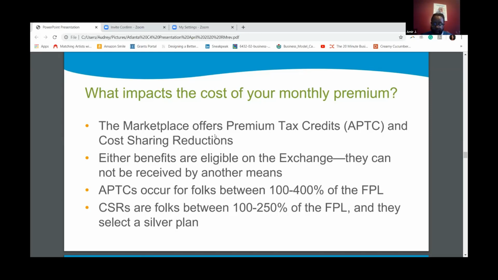$12,500 for the year on the low end, on the high end of 400%, you would probably be around 45,000, give or take, for the year. So if you're between 12,500 and 51,000, you can expect a discount on your monthly premium. Okay, and again, if you are between 100 and 250%, someone can help me with the math on that, that'd be great. But again, if you're between 100 to 250 and you select the silver plan, there's additional savings that you are entitled to. Next slide, please.